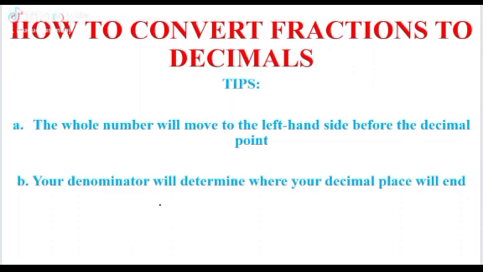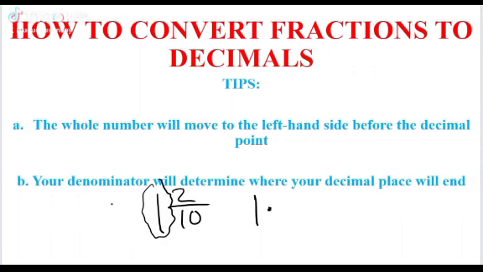Let's assume I have one whole number, 2/10. Now in fractions, this one here is called a whole number. When we have types of fraction, a mixed fraction has a whole number, that's why it's called mixed. So when I said the whole number will move to the left-hand side, I will simply write 1, and before the decimal I'll put the decimal point.